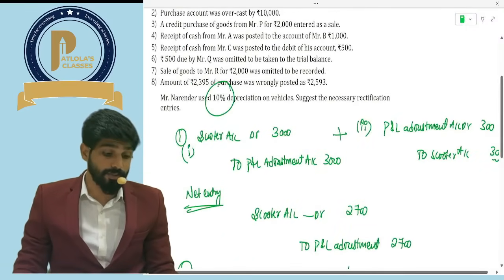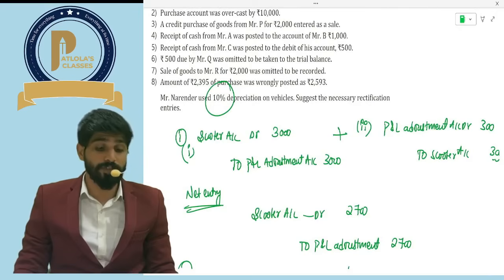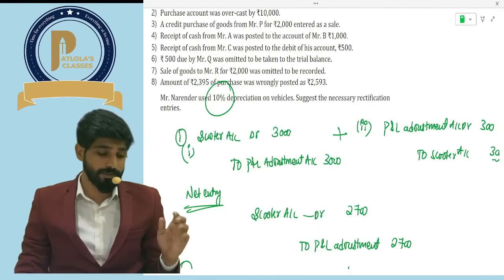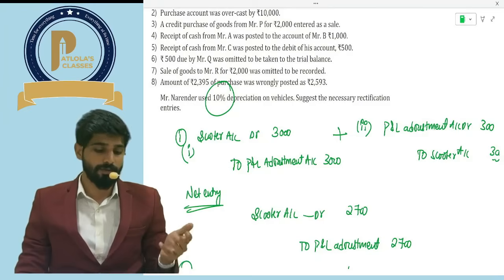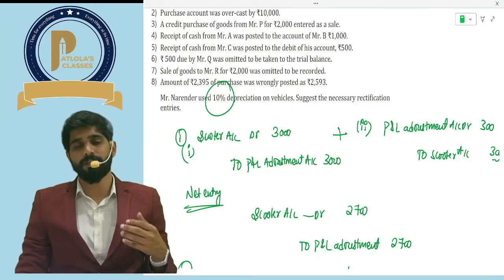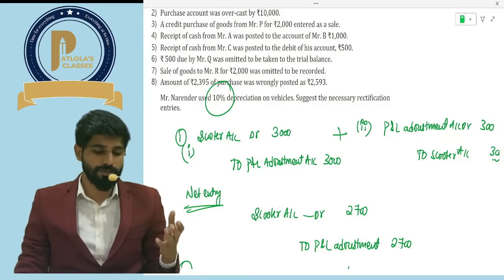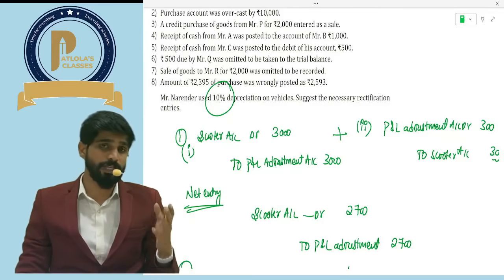Sale of goods to Mr. R for 2000 was omitted to be recorded. Guys, once again I will assume here it is a complete omission. Sale of goods to whom? Mr. R. 2000. Very simple. When you make a credit sale, what is the entry? No suspense, nothing. Here we are going to use the words in place of sale. We are going to use the word P&L adjustment.